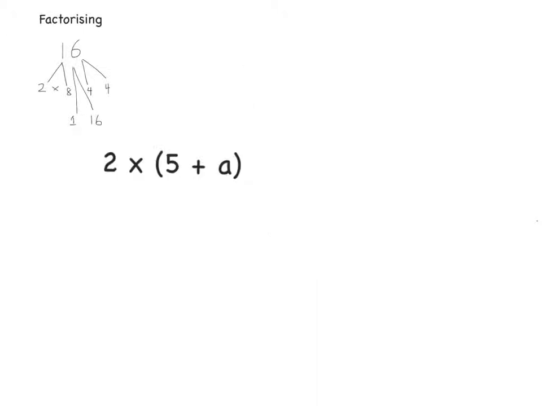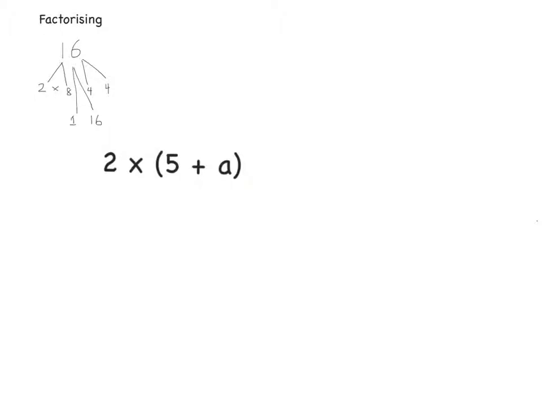In the last activity that you worked on, you saw questions like this, and you saw how to expand them. Now, expanding and factorising go hand in hand. They are the opposite of each other. If you saw a question like this, you would be asked to expand it, which means you times everything inside these brackets by 2, as you learnt in the last video. Factorising is doing the exact opposite of that. So this is an example of an answer you would get after factorising something.